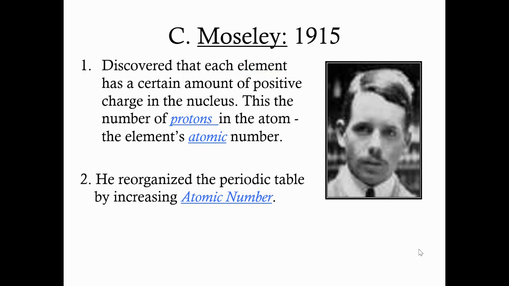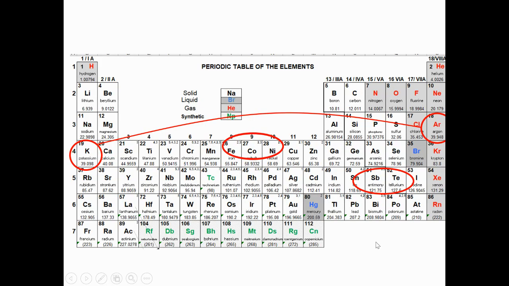In the early 1900s, a gentleman named Moseley discovered that there are these things called protons, which are distinct units of positive charge in an atom, and that each atom has a whole number of these, what are now known as protons. So after his work, the periodic table that we use today is organized by increasing atomic number.